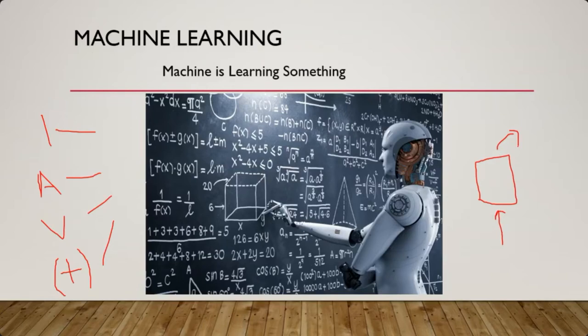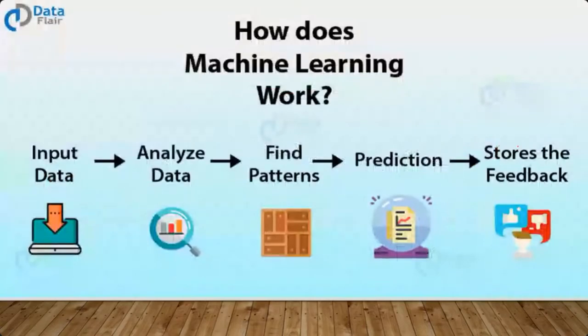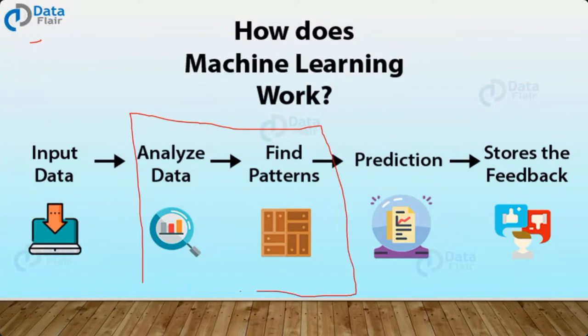So next we'll see what the process of machine learning is. Like I said, we are giving input data to the machine, and the machine analyzes and finds patterns. This is completely based on certain algorithms or mathematical calculations. With that, the machine predicts some output. So it finds patterns, analyzes the data and produces an output. Based on the output, we can use it in our day-to-day life.